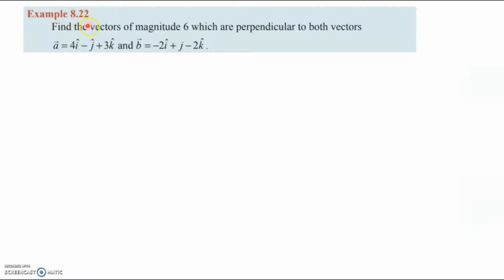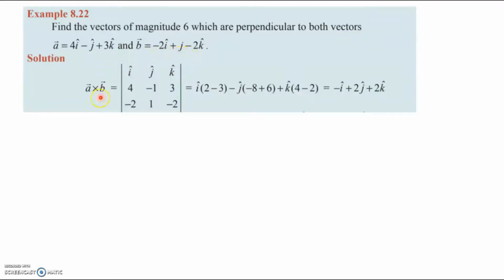Example 8.22. Find the vectors of magnitude 6, which are perpendicular to both vectors. So, we have vector A and B defined as this. So, to solve, we find the vector A cross product with B because this vector is perpendicular to both A and B vectors. So when we solve this, we get our resultant as minus I cap plus 2J cap plus 2K cap. It's easy to solve the determinant here, so you get this result.